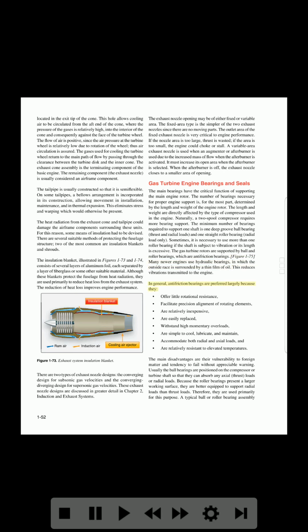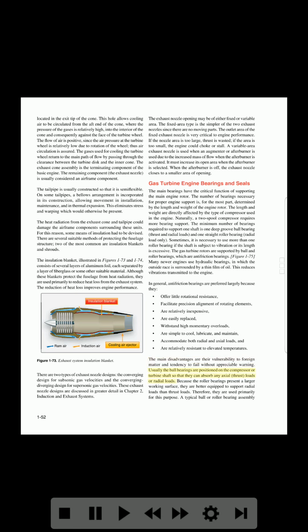In general, anti-friction bearings are preferred largely because they offer little rotational resistance, facilitate precision alignment of rotating elements, are relatively inexpensive, are easily replaced, withstand high momentary overloads, are simple to cool, lubricate, and maintain, accommodate both radial and axial loads, and are relatively resistant to elevated temperatures. The main disadvantages are their vulnerability to foreign matter and tendency to fail without appreciable warning.